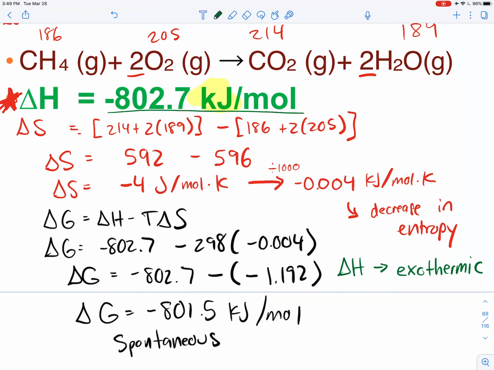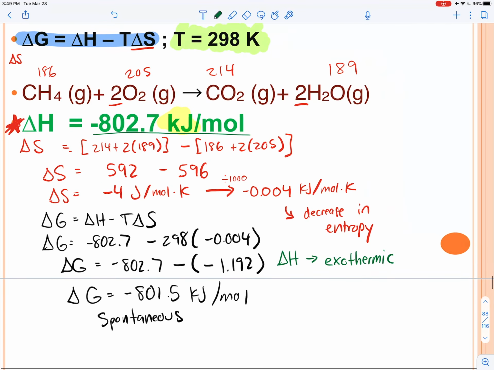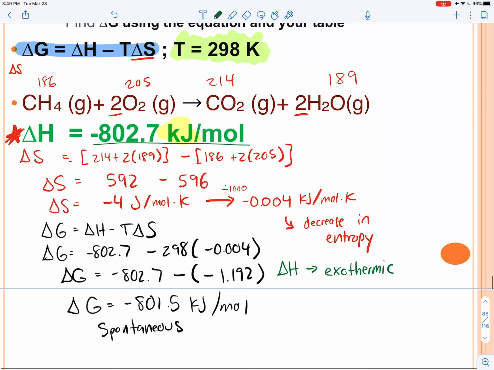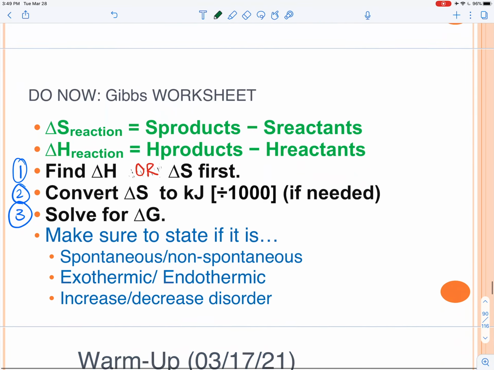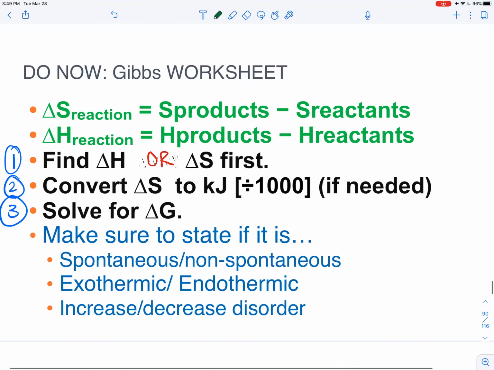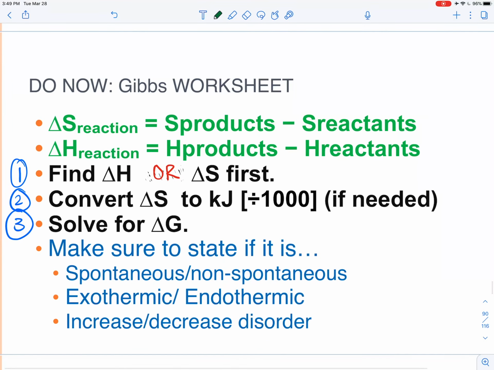A lot of math, a lot of different steps here, but if you just go through it step by step, I think you can do it. So just follow these steps here. You want to find delta H or delta S. If they give you S, you want to solve for H, and if they give you H, you want to solve for S. Generally, you do want to convert S to kilojoules by dividing by 1,000. All of them except for number 2, you need to do that step.